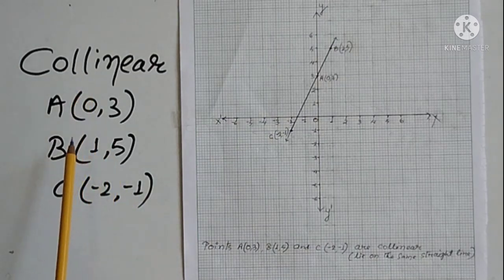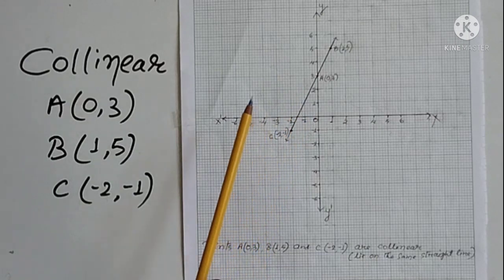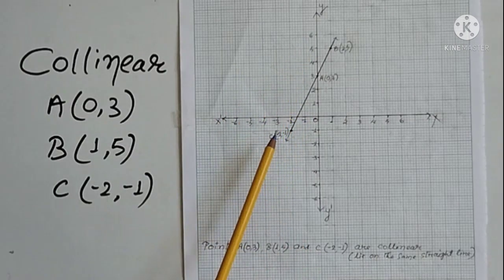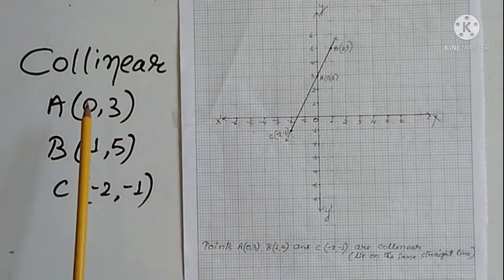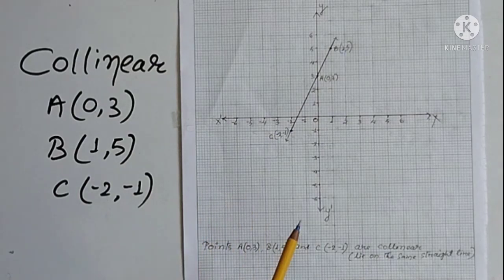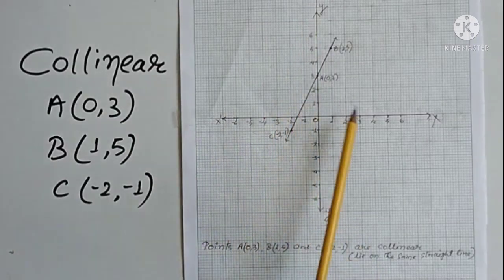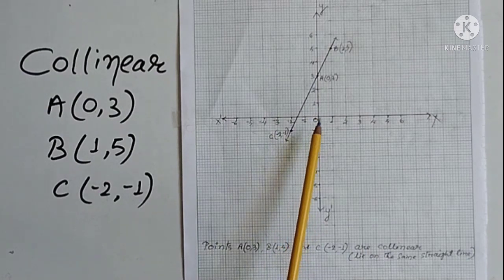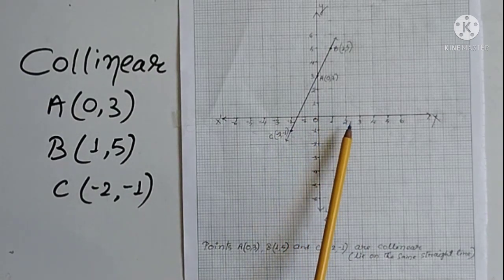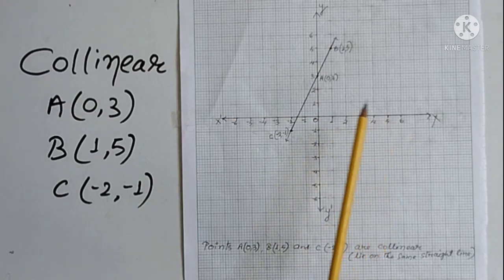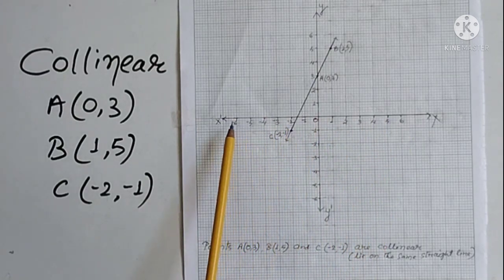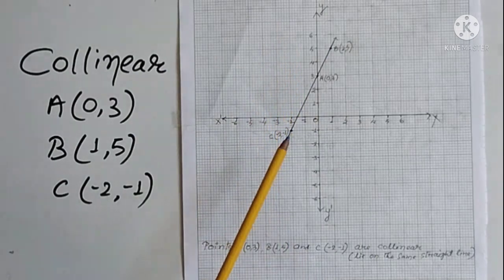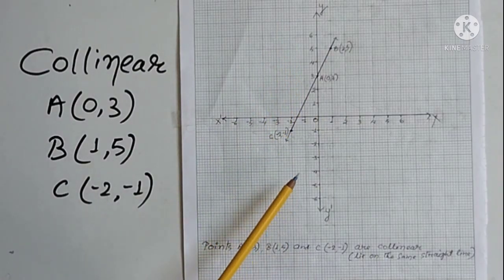We will plot these 3 points in the graph, and if they lie in the same straight line, then we will be able to say whether these 3 points are collinear or not. So let us check. First, we will plot XO X dash and YO Y dash, and accordingly we will mark 1, 2, 3, 4 over here. Negative side minus 1, minus 2, minus 3, and over here 1, 2, 3, 4.